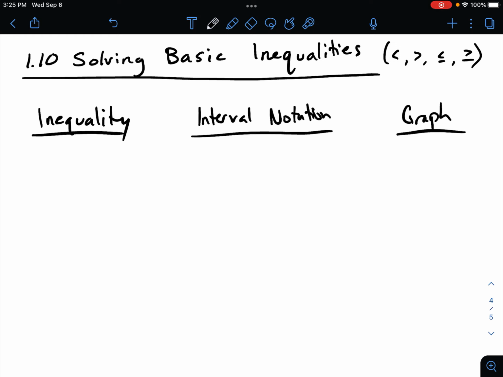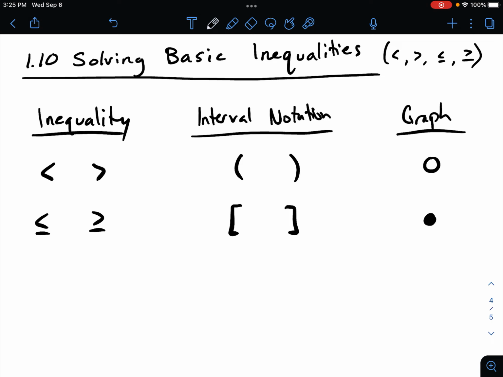So if we're talking about inequality symbols, let's do less than or greater than. If I'm using the less than or greater than symbol, using interval notation, I want to use parentheses. And then the graph of that would use an open dot. If I'm looking at less than or equal to or greater than or equal to, I want to use brackets. And the graph is going to be a closed dot.